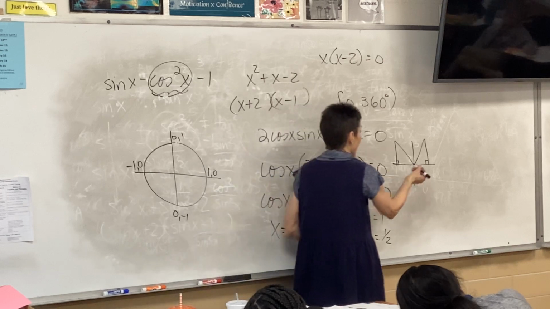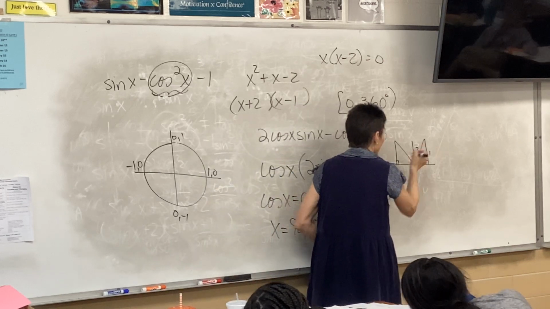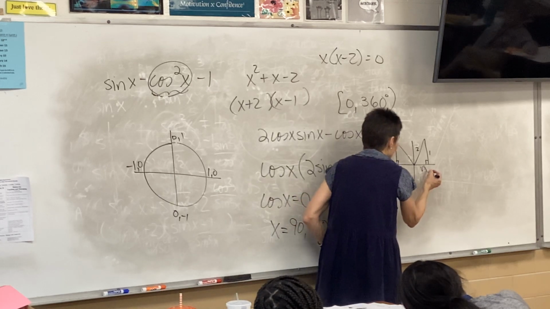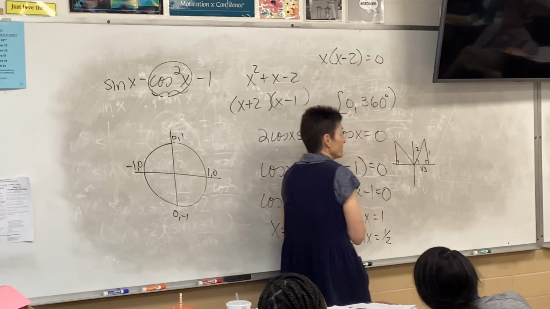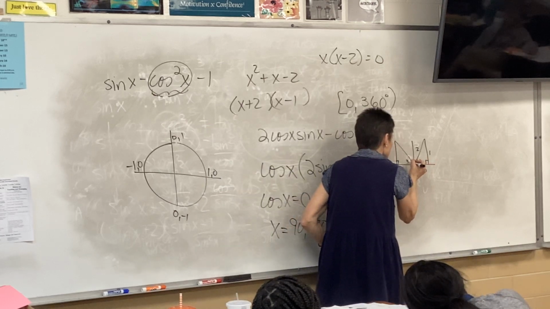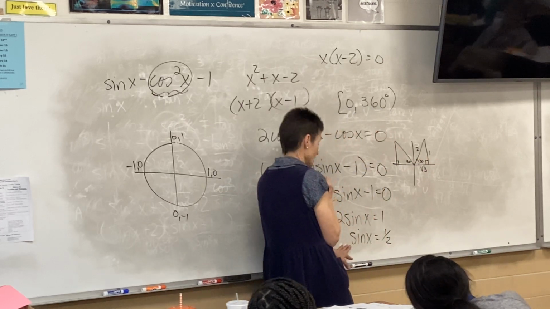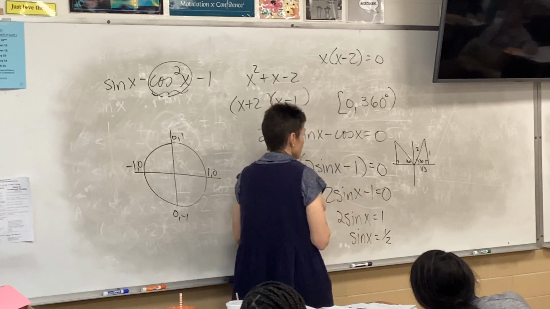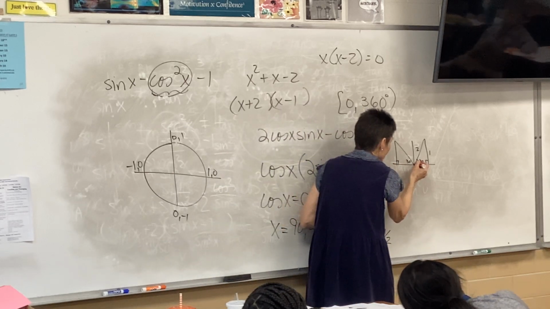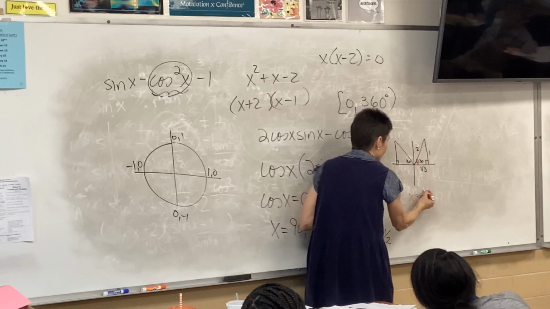So 1/2 is opposite over hypotenuse. So this would be root 3. How big is that angle right there? That's a 30. So this is a 30. So what are the answers to the question? Well, there's one of your answers, so that's 30 degrees.